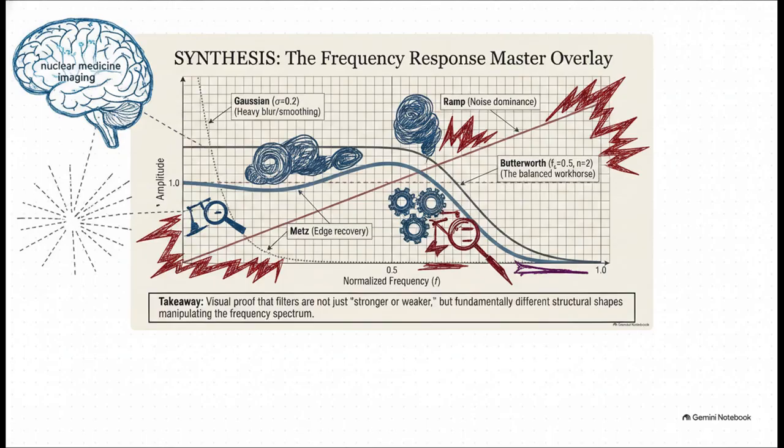I absolutely love looking at this master overlay. It's so satisfying. You see the ramp filter shooting linearly right up into the noise dominance zone? Do you see the Gaussian plummeting immediately because it prioritizes heavy smoothing? You see the Butterworth acting as that perfectly balanced workhorse right in the middle? And the METS filter taking a little detour above the 1.0 line to recover those edges before finally rolling off. This is visual proof that these filters aren't just stronger or weaker than one another. They are fundamentally different mathematical structures actively manipulating the frequency spectrum.